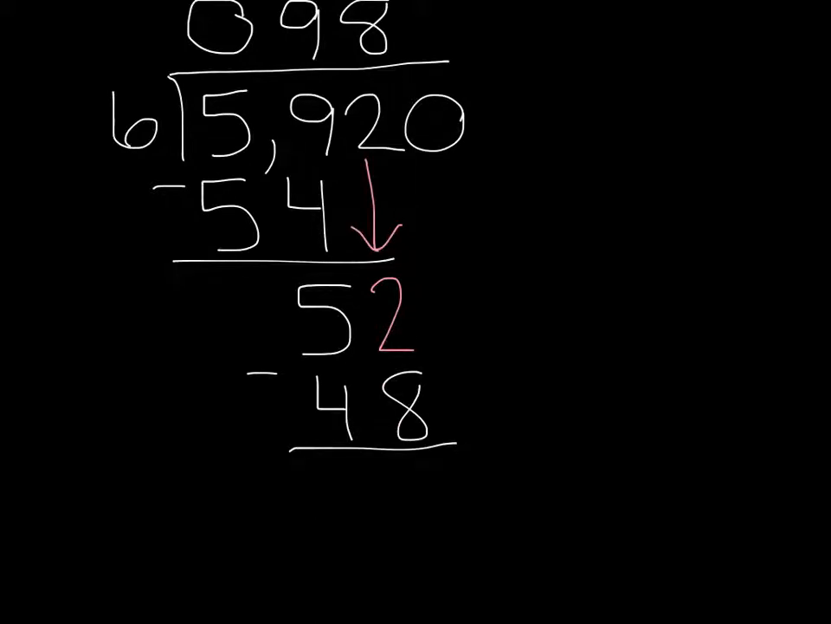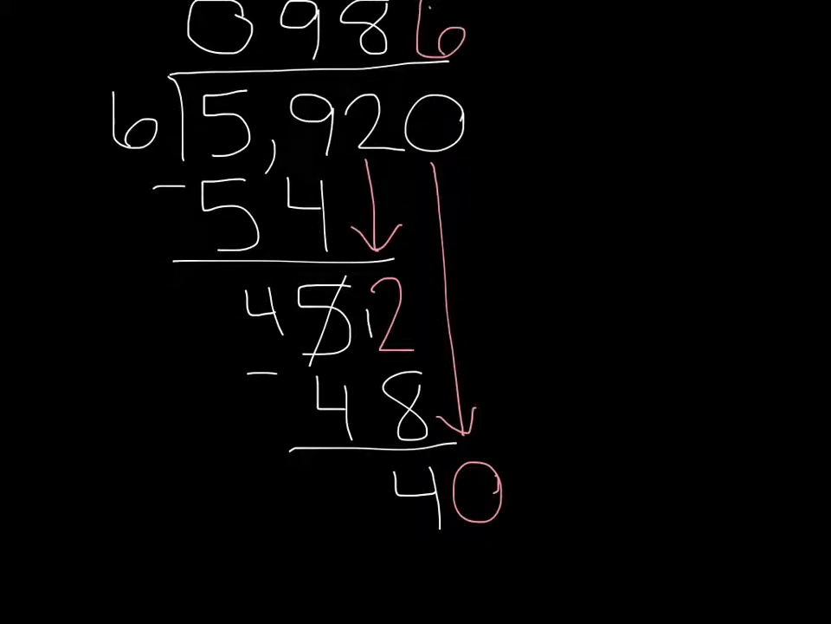Then we subtract. I can't take 8 away from 2. I'm going to borrow from the 5. Now I have 12 minus 8, which is 4. After you subtract, the next step is always to bring down that next digit. And 6 can go into 40 6 times.